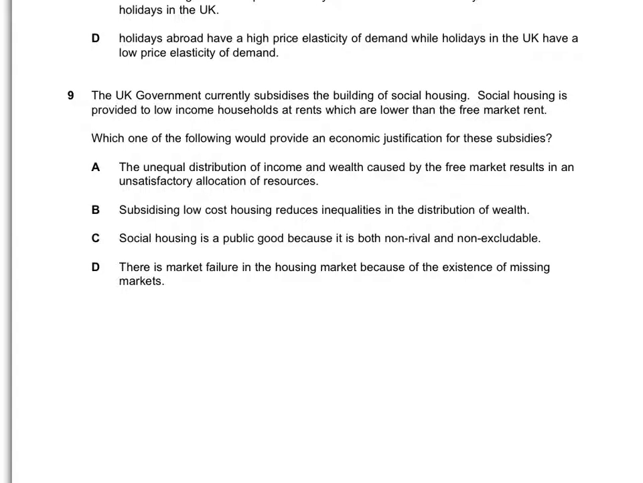It talks about a subsidy of social housing or council housing. Social housing is targeted to people on low incomes. Again, I'd use the elimination technique here. So there's no missing market in housing, and social housing does not meet the criteria of being a public good. Subsidising low-cost housing, although it would seem to reduce inequality in some ways, doesn't affect the distribution of wealth.